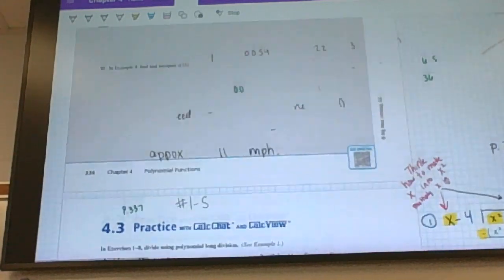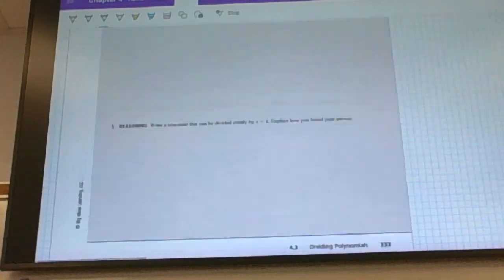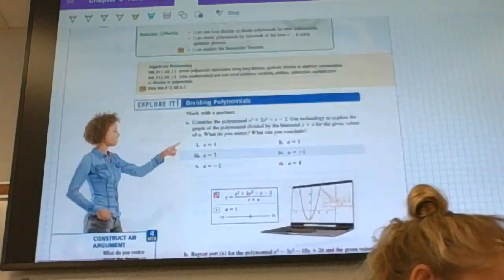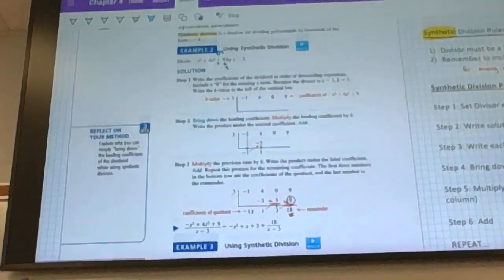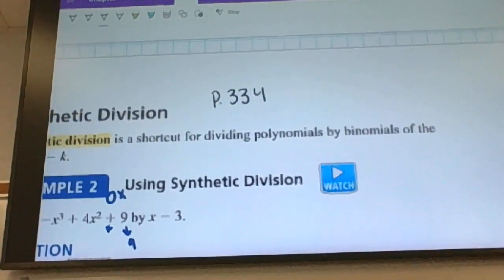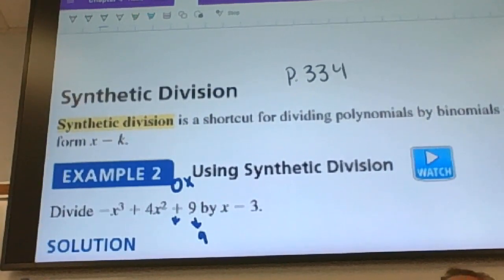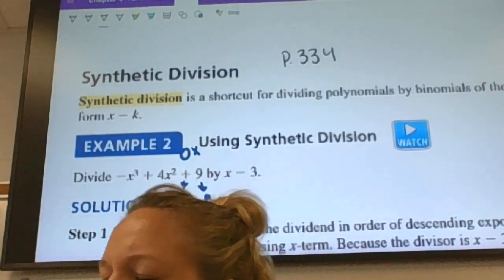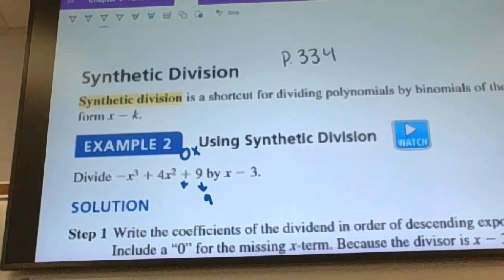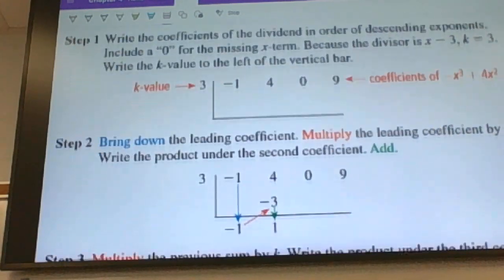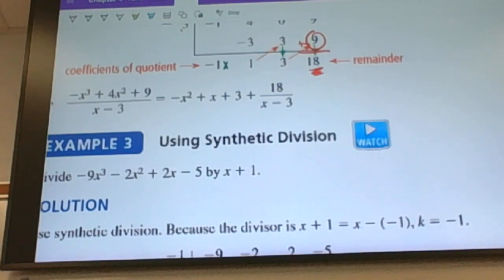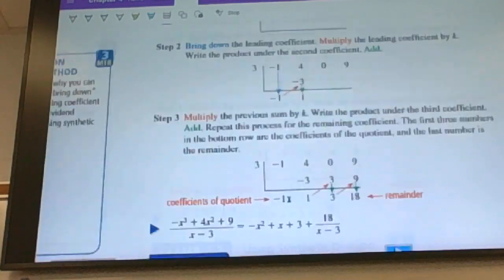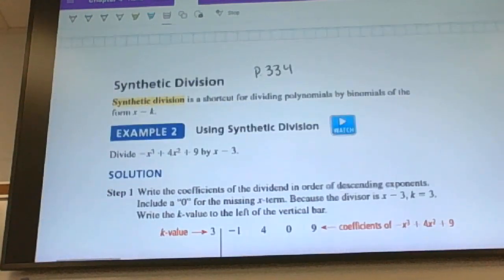Alright, let's head to 334 and talk shortcuts. Okay. Here it is, page 334. Synthetic division is a shortcut for dividing polynomials by binomials in the form of x minus k. Your book does a great job of working this out here. Let's get into it.